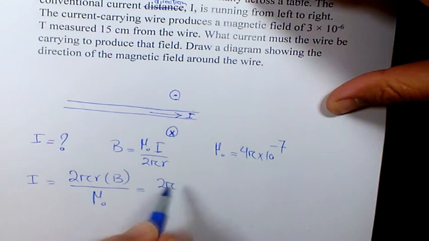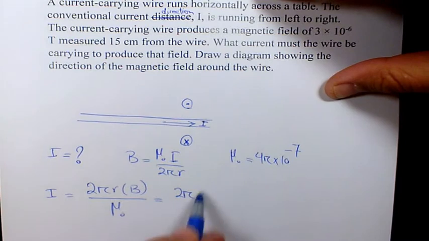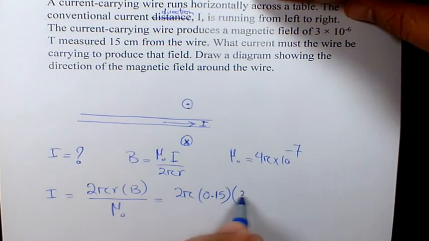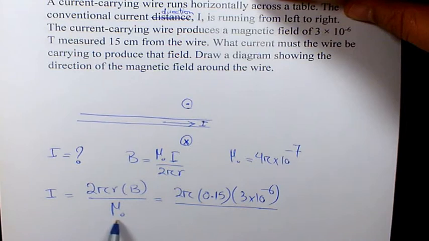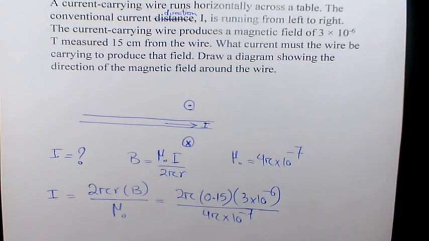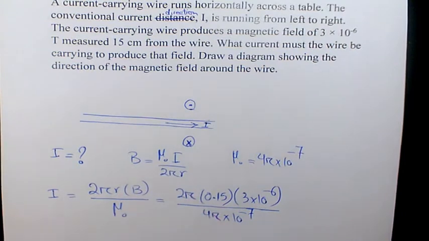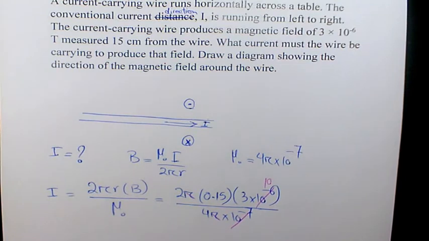So 2 pi, R is 15 centimeters. We need to convert it to meters. So 15 divided by 100 is going to be 0.15. And B is 3 times 10 to the power of -6 Tesla divided by mu naught, which is 4 pi times 10 to the power of -7. So pi and pi cancel out, and then these two cancel out. Here is going to be 10, so that will be 2 times 3 times 0.15 times 10 divided by 4.